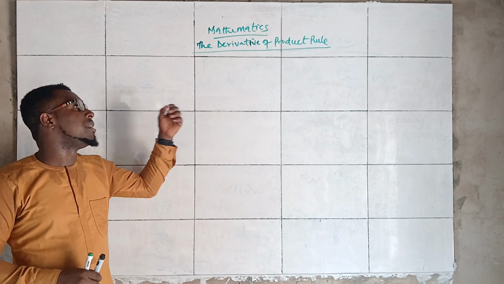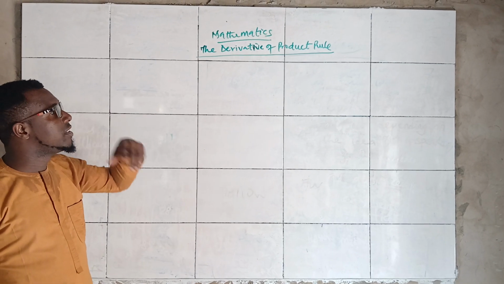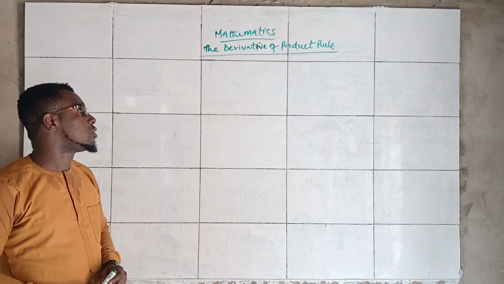But for today, we'll be learning about mathematics. Our topic today is the derivative of product rule. The derivative of product rule.